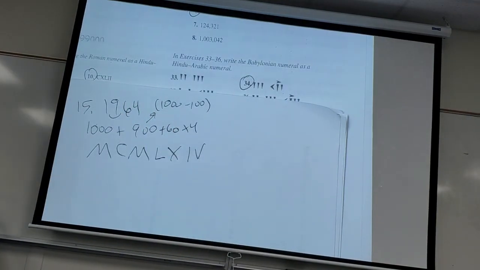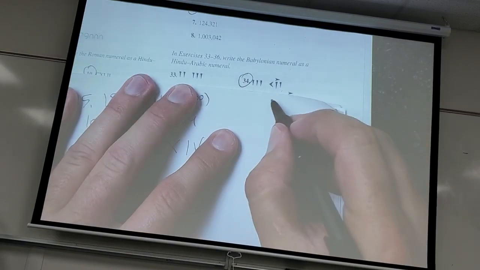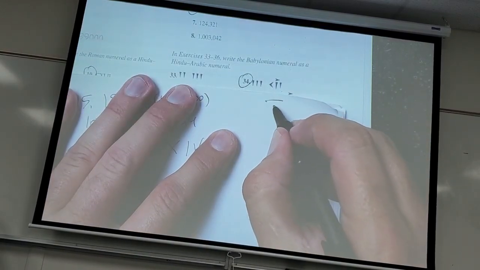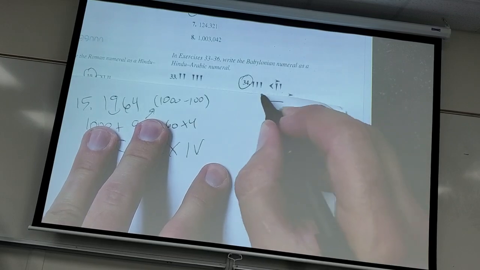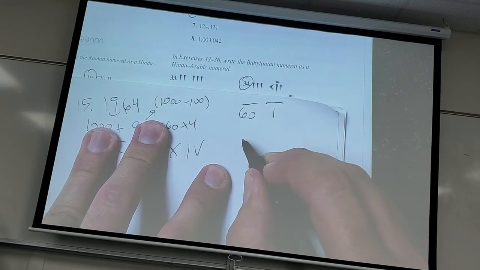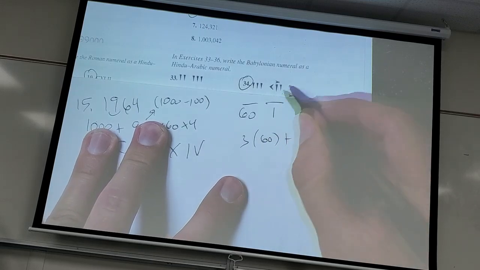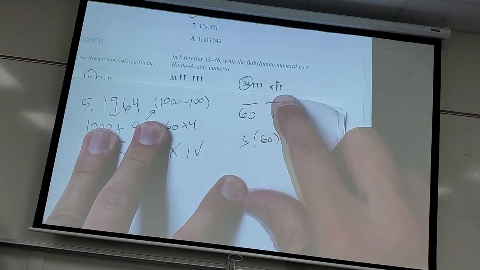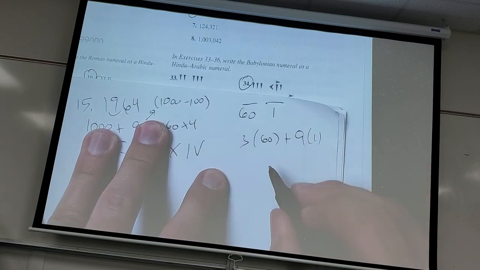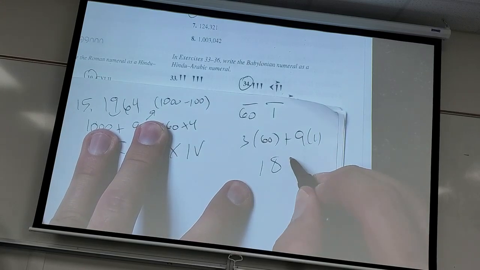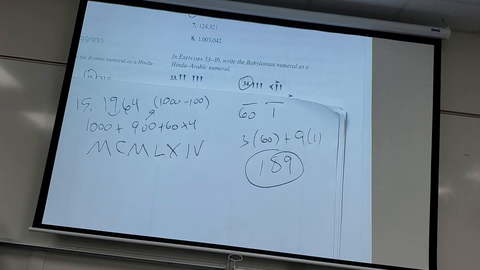Well, what are the places? This is the 1's place, and this is the 60's place. How many 60's do I have? 3. And how many 1's do I have? 9. Good. 10 minus 1, I've got 9 ones. So this will just be 189.